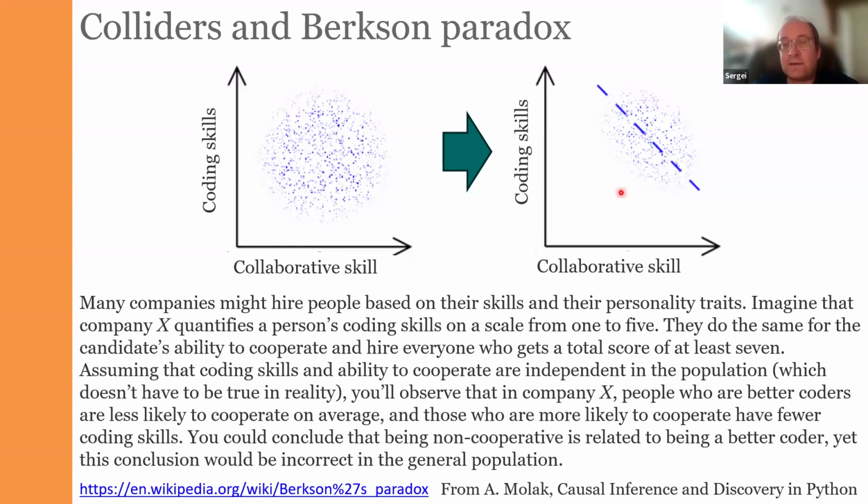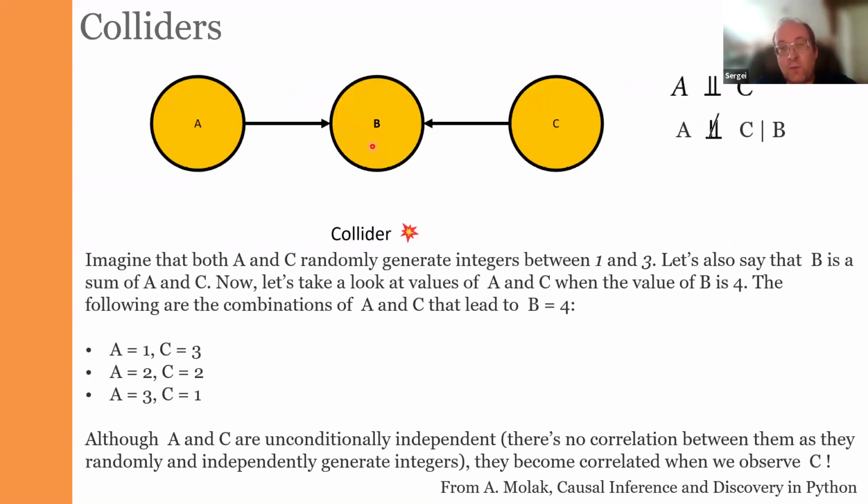It's not that there is any fundamental relationship between coding and teamwork. The answer is that even if there is no relationship, if they are not correlated, if we use the sum of those as the criterion to hire people, then in our workforce, they would be anti-correlated. This is simply the effect of having the collider.